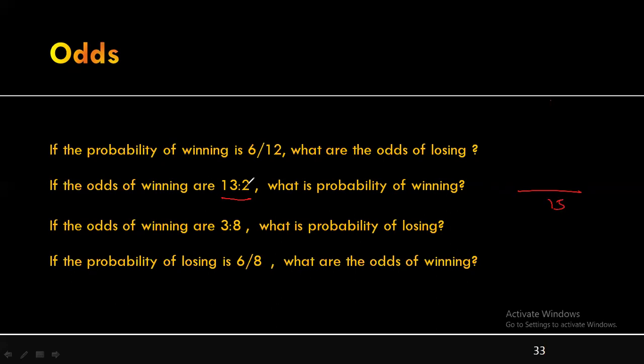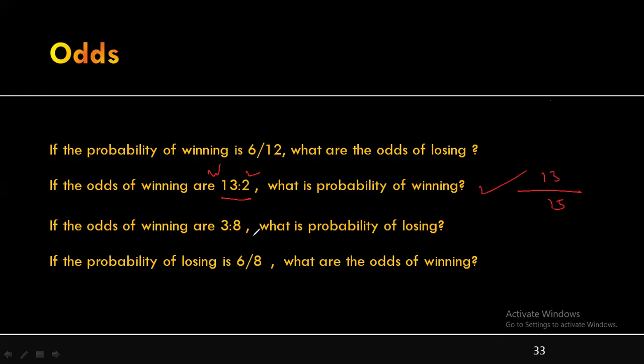So how do I get total possible outcomes? Remember one thing very clearly, it's a quick tip: in the case of odds, anything before the colon is your winning, and anything after the colon is your losing. So the total possible outcomes are 13 plus 2, which is 15. What is the probability of winning in this case? 13 divided by 15 is the probability of winning.